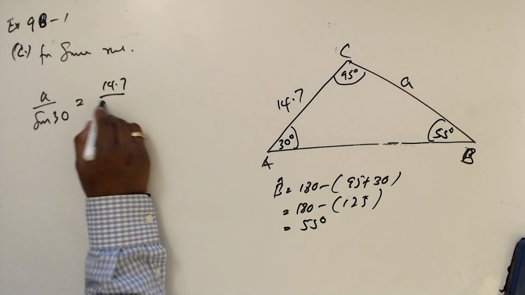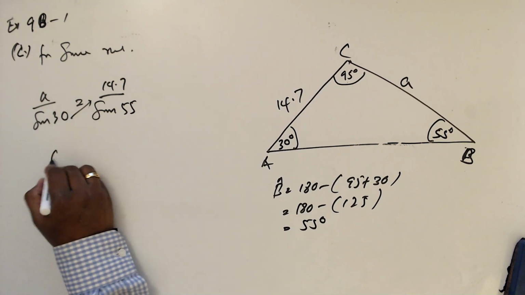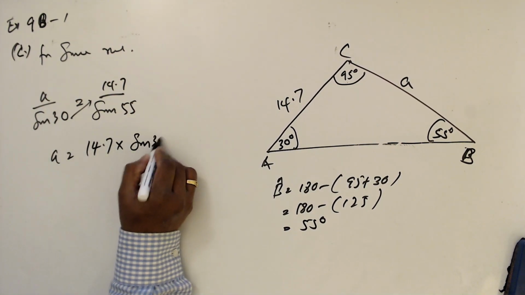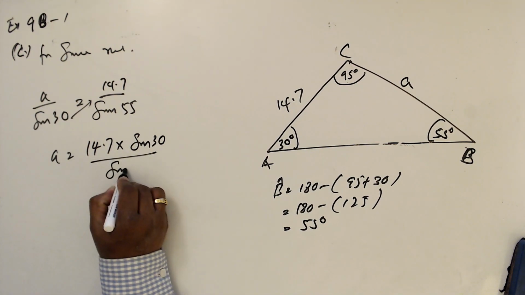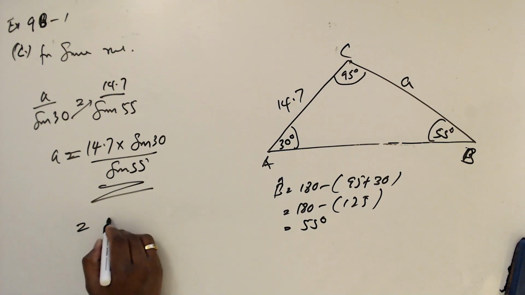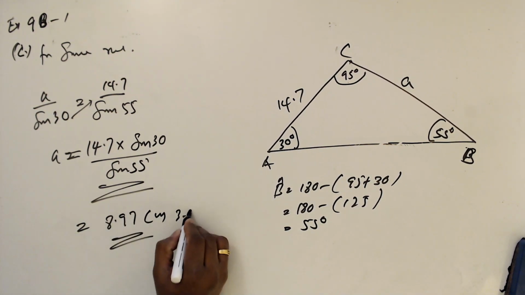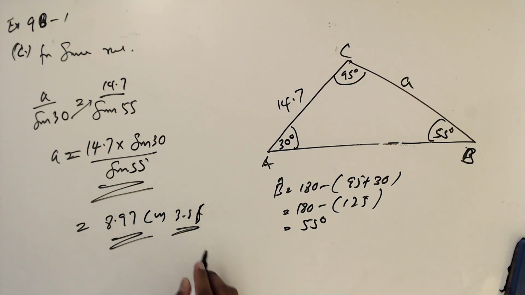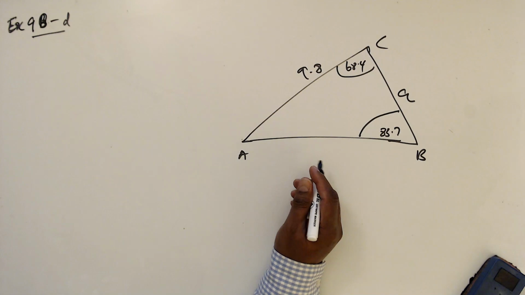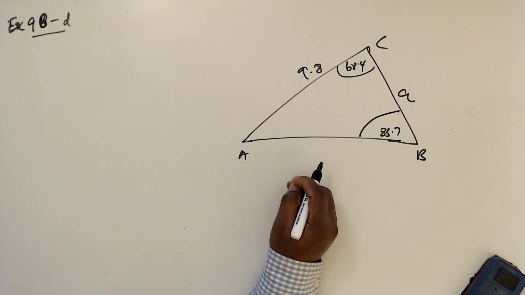Hence I can write this as sine 55. Then by cross multiplying, A equals 14.7 sine 30 over sine 55. So this one is 8.97 centimeters to three significant figures. Part C. Actually, this is part D, I believe.